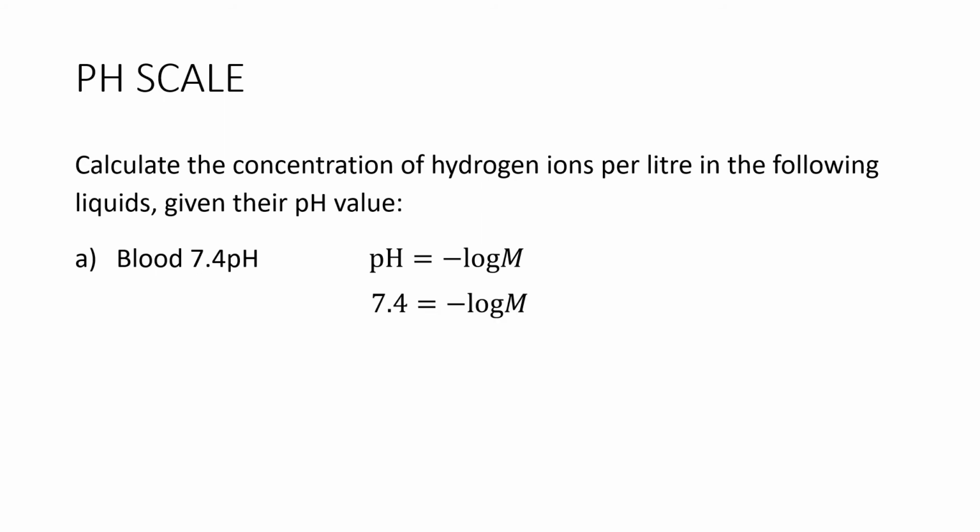Now we want to turn that around so that we get m as the subject, but I need to get rid of this negative first, so I'm going to bring it over here. 10 to the power of negative 7.4 is equal to m. There's our answer: 10 to the power of negative 7.4 moles per litre.